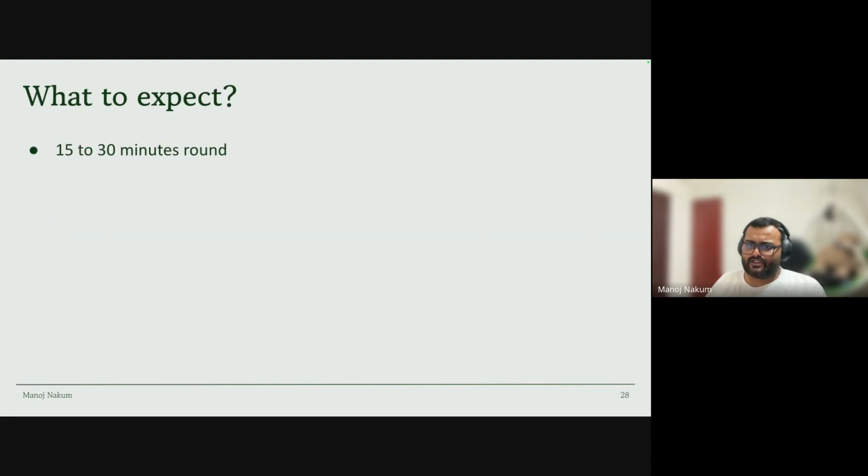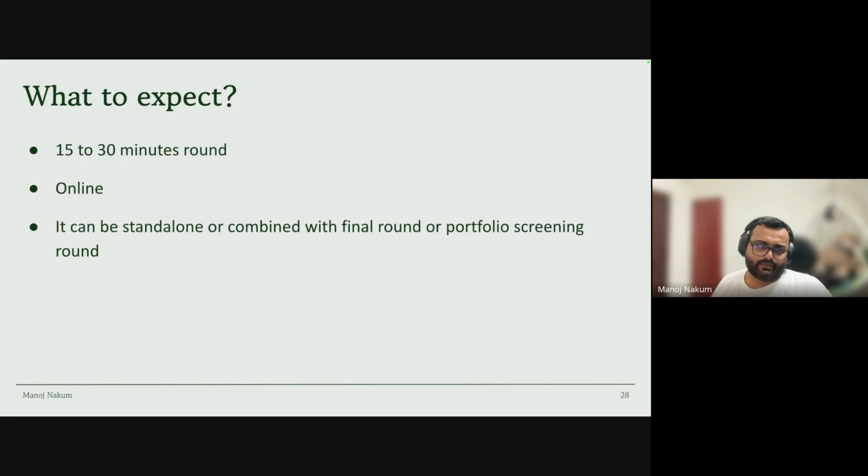Now, this round is very short and sweet. Mostly it is 15 minutes, but sometimes the conversation goes in a very happy flow and it might go up to 30 minutes. Generally it's 15 to 30 minutes, and it is on time. I have not heard of anyone going for a detailed round.